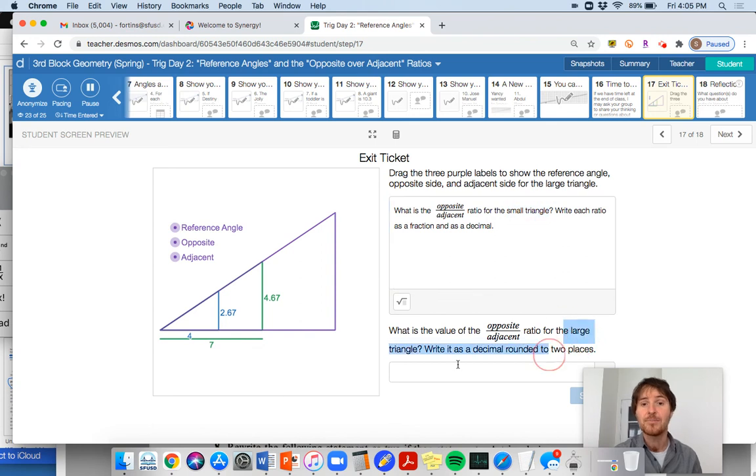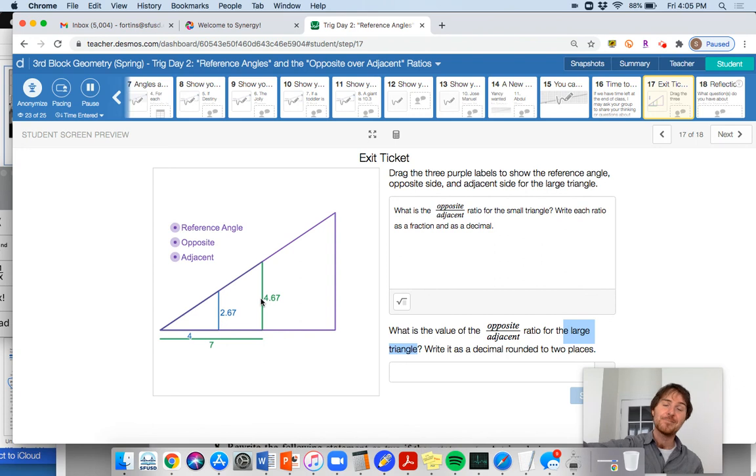Large triangle, somebody made a very good point, is that there are actually 3 triangles in this diagram. We don't know exactly how long this is. So the large triangle, this one, is the green triangle. This is small, and that's large. That's what you're using in the exit ticket, okay? Message me if you have any questions.